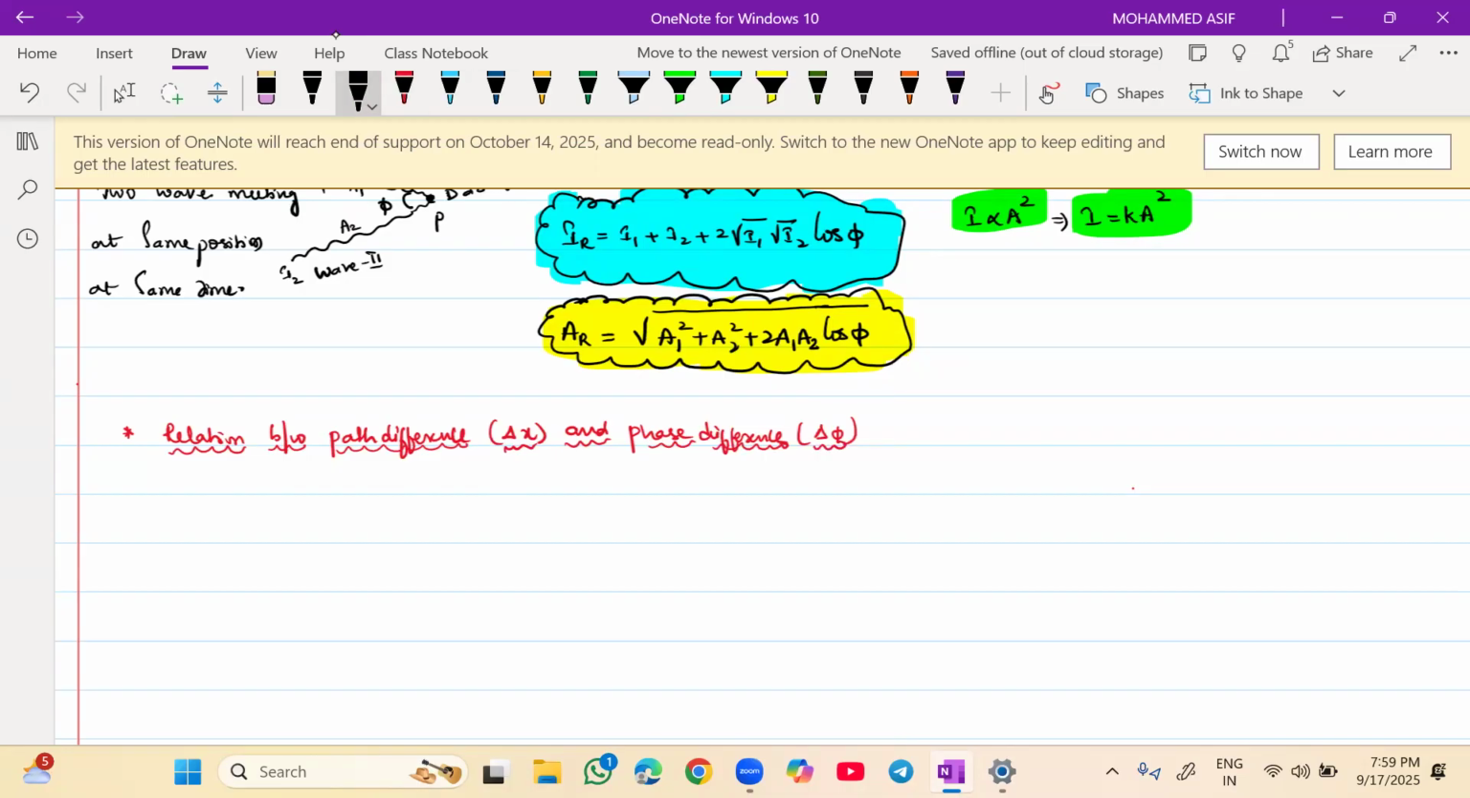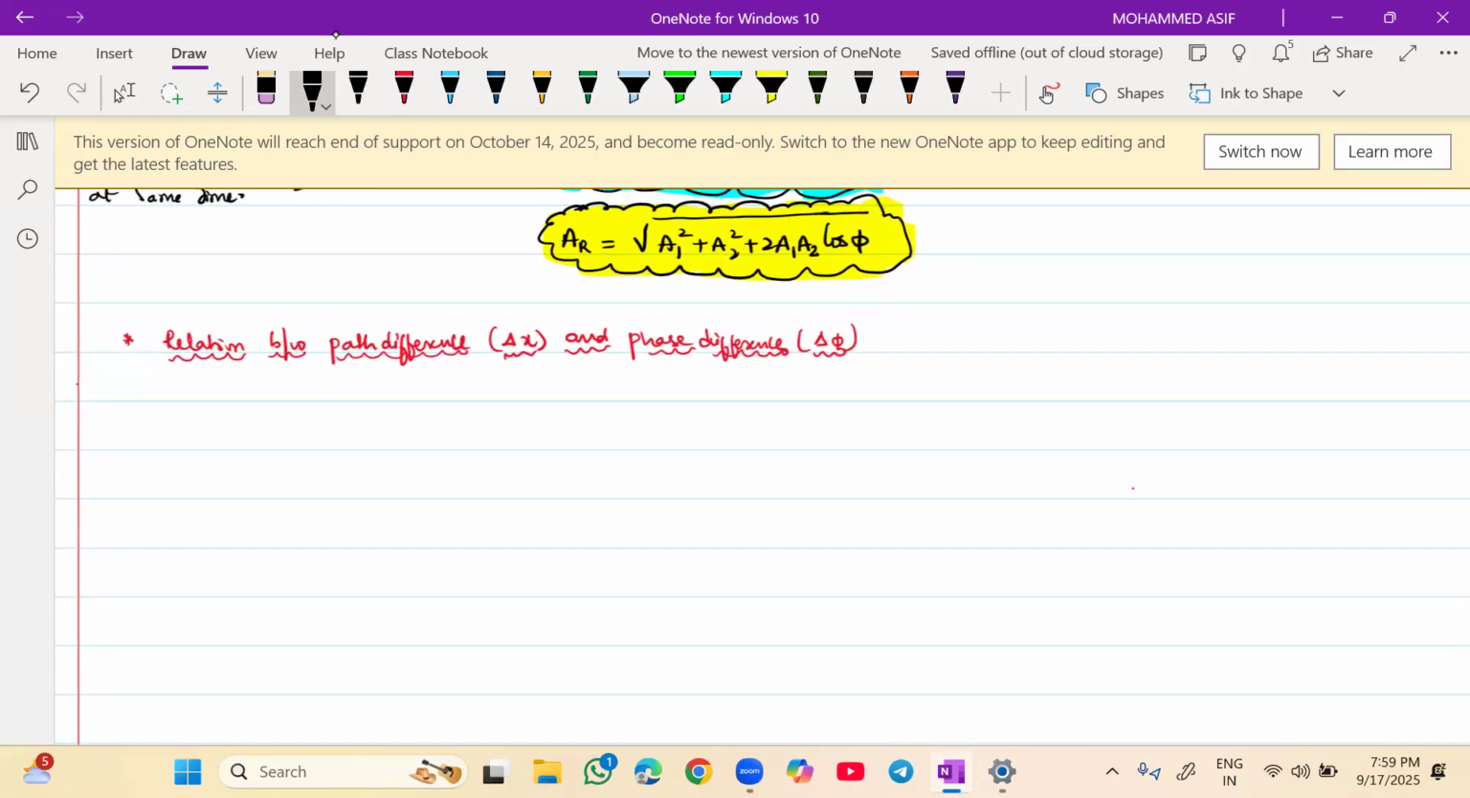Very, very important, but it is common for SHM also. So phase difference delta phi is equal to 2 pi by lambda into your path difference delta x. Very important formula. Delta phi is equal to 2 pi by lambda into delta x. Am I clear? So what is the relation between the phase difference and path difference? Delta phi is equal to 2 pi by lambda into delta x.